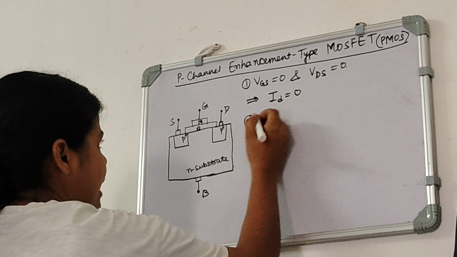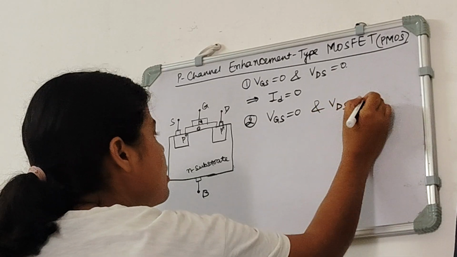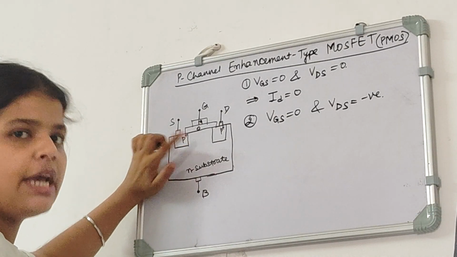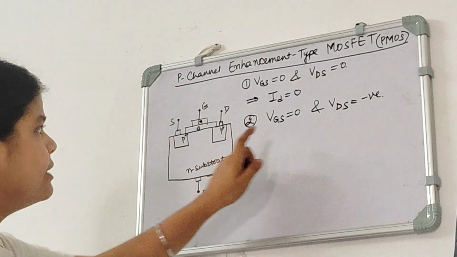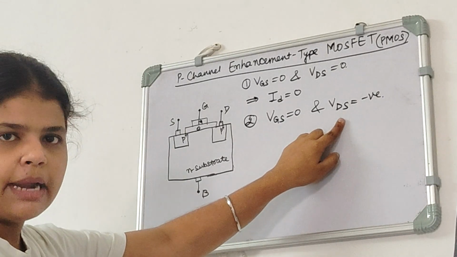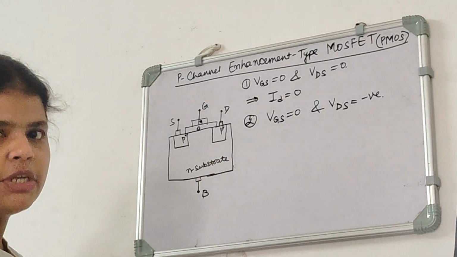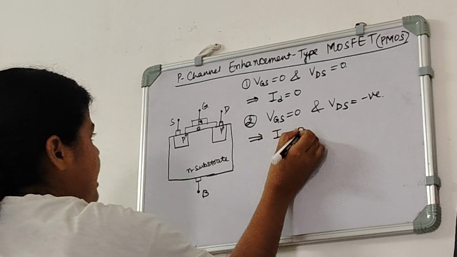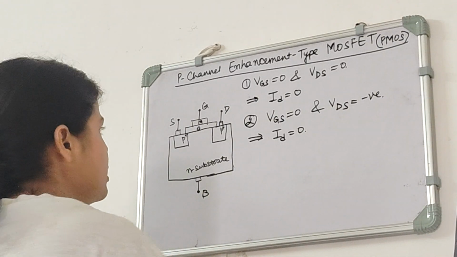Now our second condition is that VGS is still 0 but VDS is negative. We know that in an enhancement type MOSFET we don't have the channel, we have to create it, and that channel can be formed only if we apply some voltage at the gate. Since our gate voltage is 0, whatever voltage we apply at the drain doesn't matter. Our charge carriers won't be able to travel from the source to the drain without the formation of the channel. So again our ID will be 0, because current is the flow of charge carriers, and if charge carriers don't flow, then our ID will be 0.